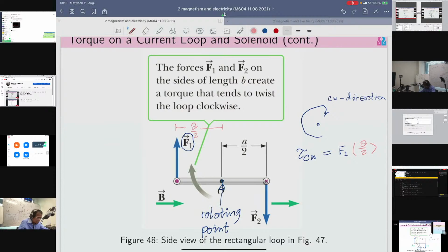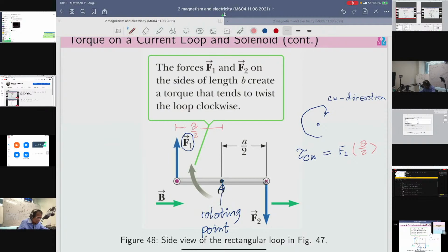F1 and F2 are the same, and let's say F1 and F2 be F, without subscript, and you're going to see that the torque will be F times A by 2 plus F times A by 2, right? And it's going to be A F, simply like that. All right, it's not too difficult, right?